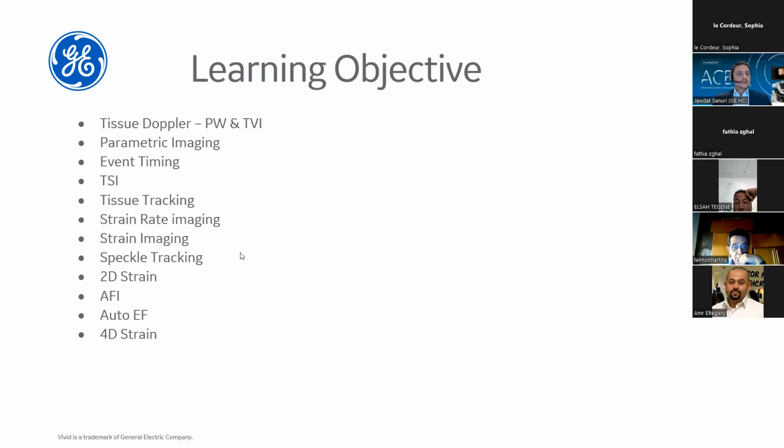Then we'll talk about speckle tracking, 2D strain, all the different 2D strain that we can do. And then, of course, the cream of all the speckle tracking and 2D strain, the automated function imaging, which gives us the ultimate result, which is GLS, global longitudinal strain. We'll also talk a little bit about auto-AF, as well as 4D strain and the latest in strain when it comes to RV strain, as well as left atrial strain.